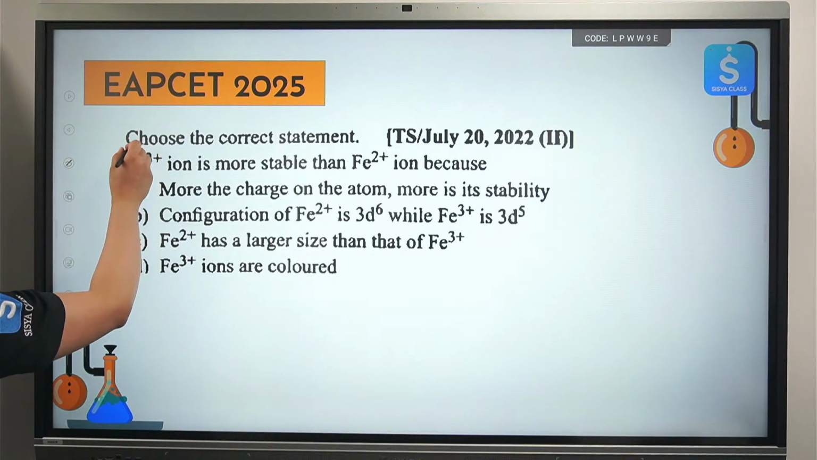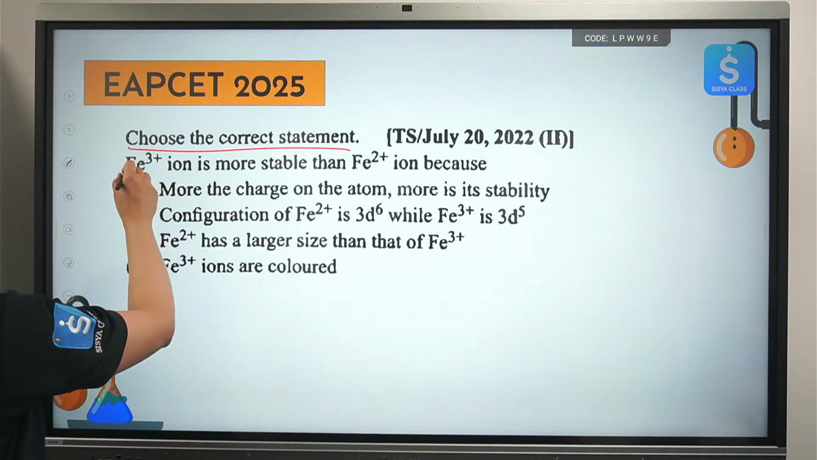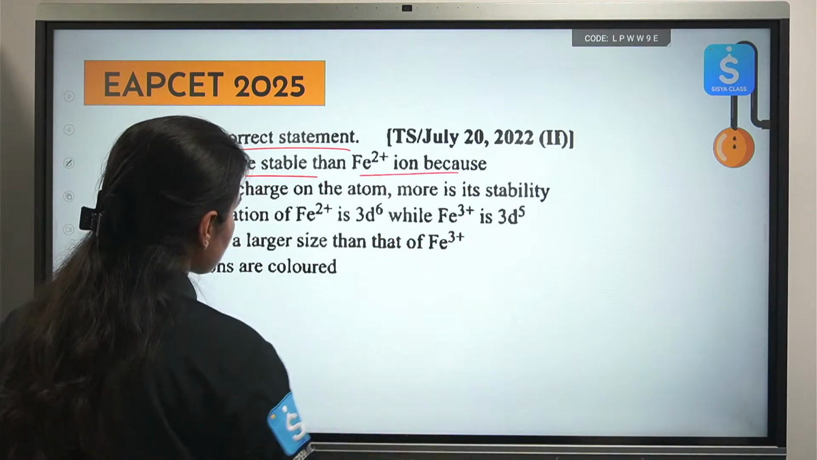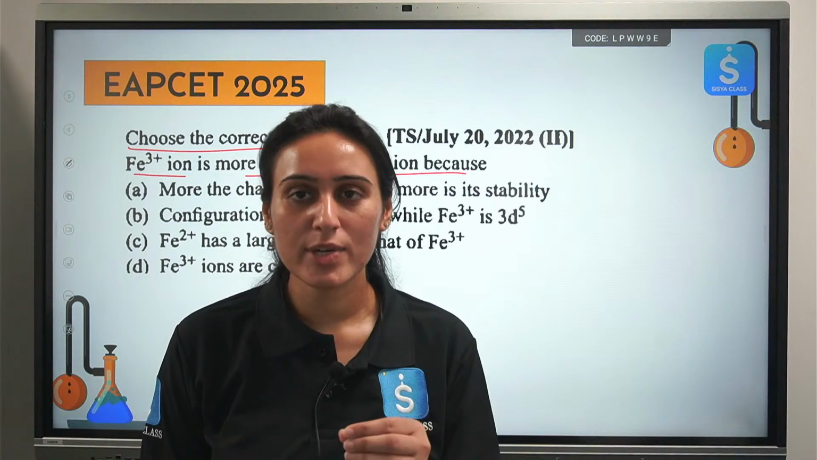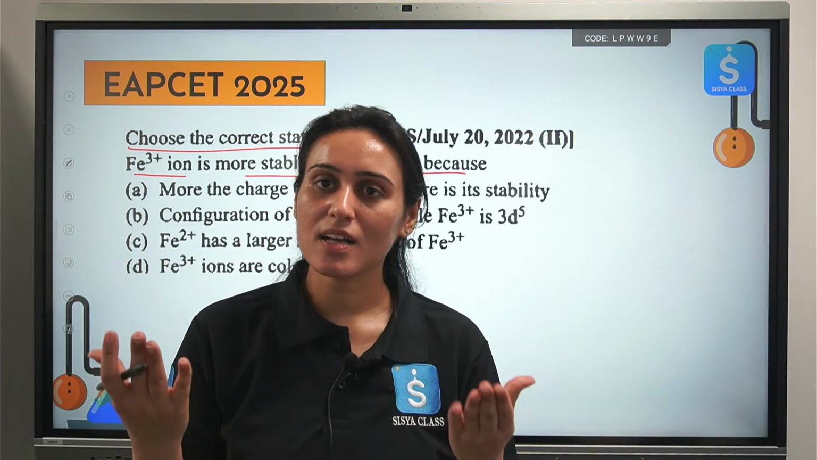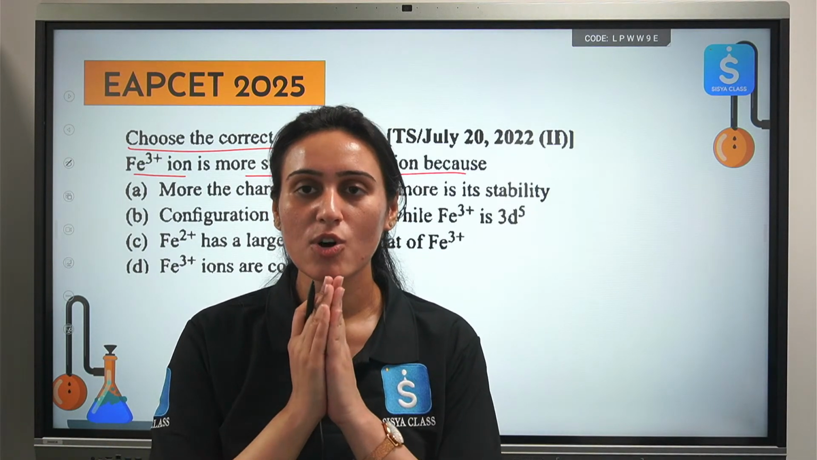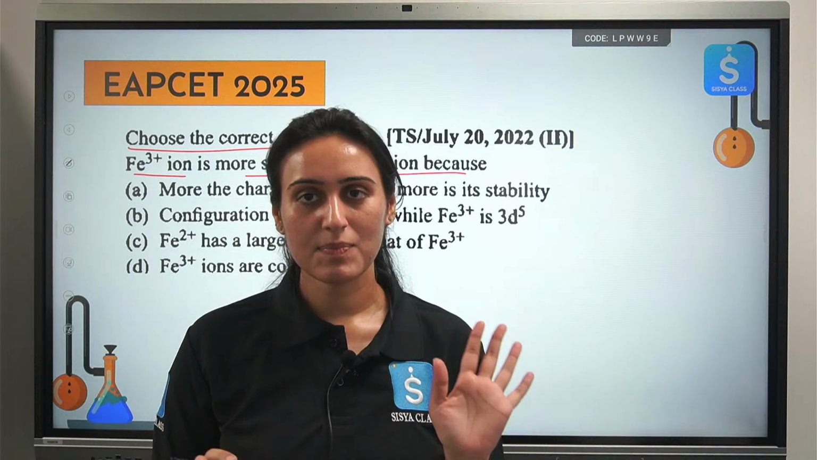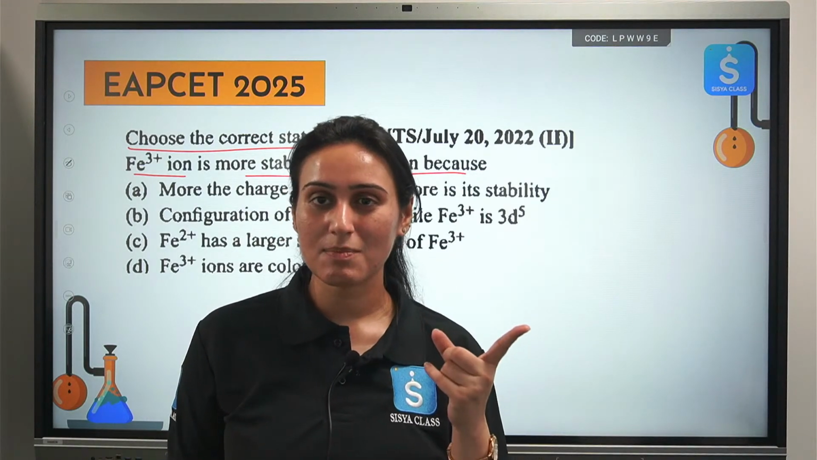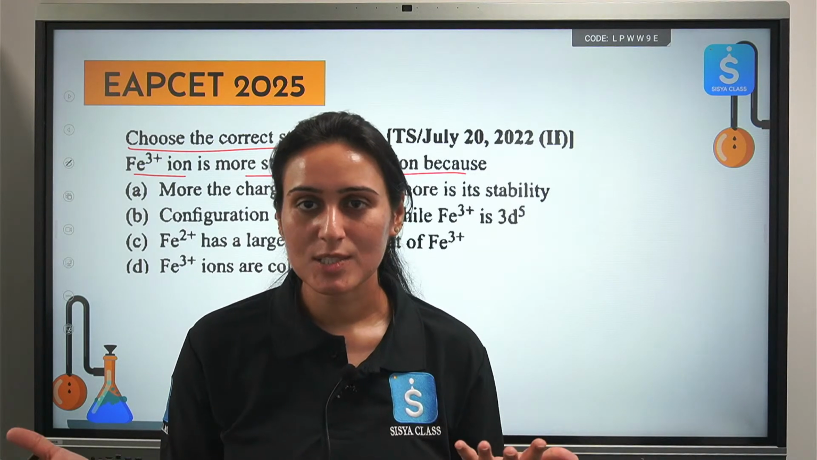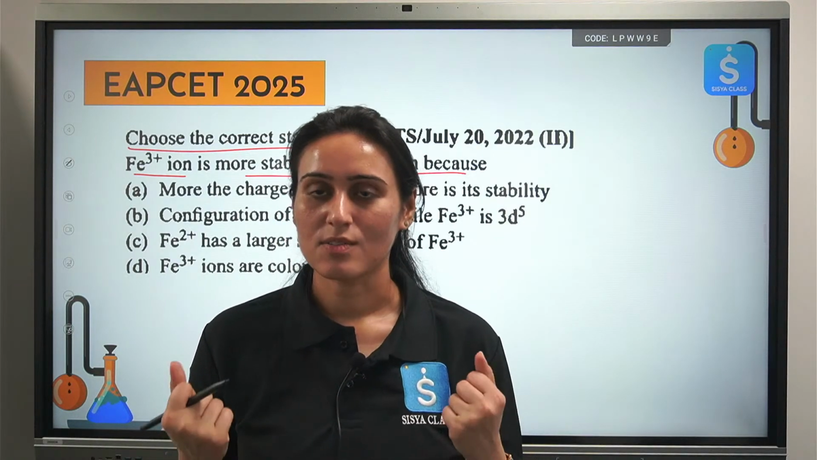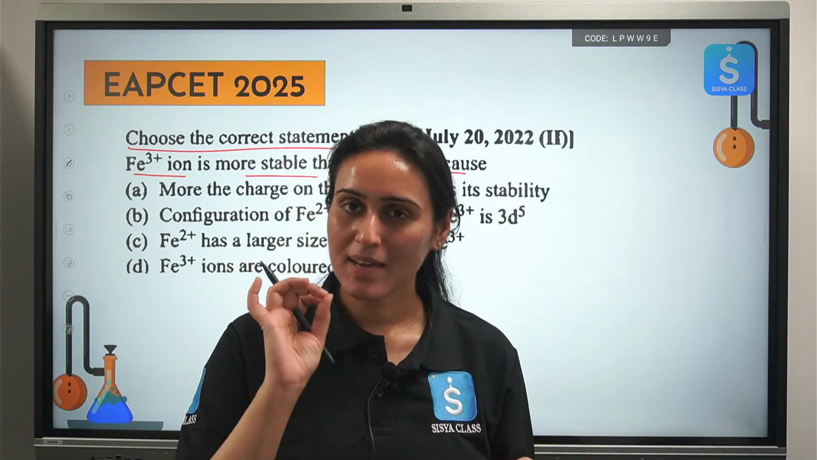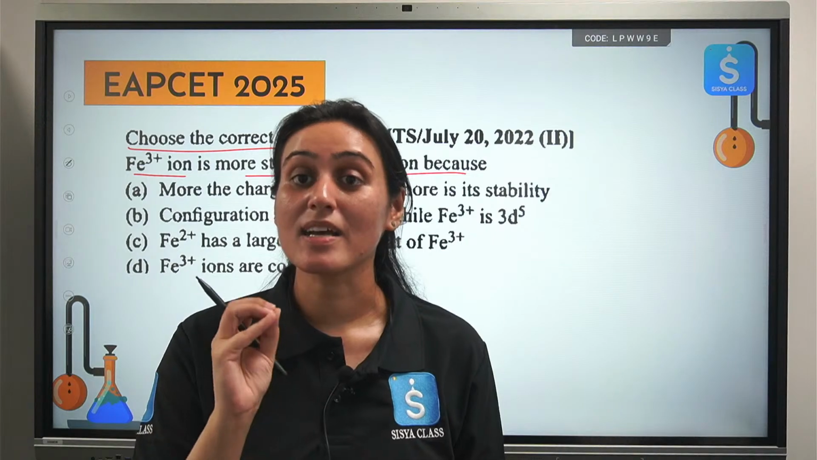See the next one. Choose the correct statement. Fe3+ ion is more stable than Fe2+ ion. Whenever they ask you about the stability of oxidation state, what are you going to consider? The electronic configuration, as we have done so many different times in the previous questions. Remember that Mn3+ question, that Cr3+ question. What are we comparing? Electronic configuration. Okay, so in this case also just compare the electronic configuration, you will get the answer directly.